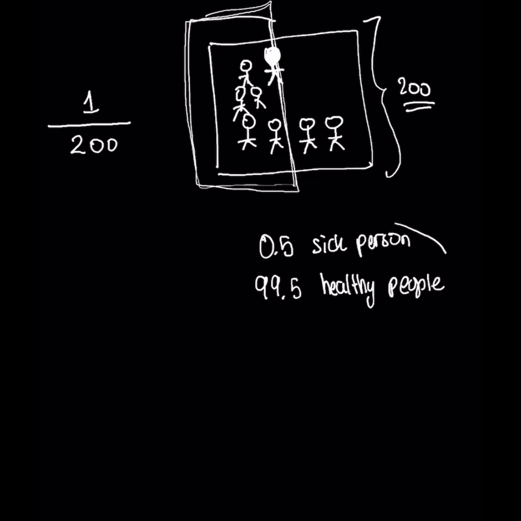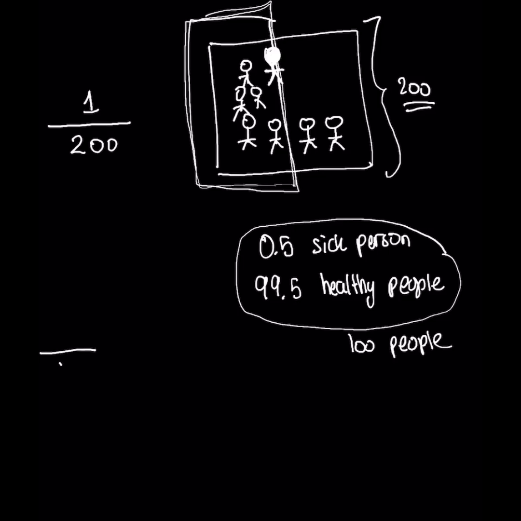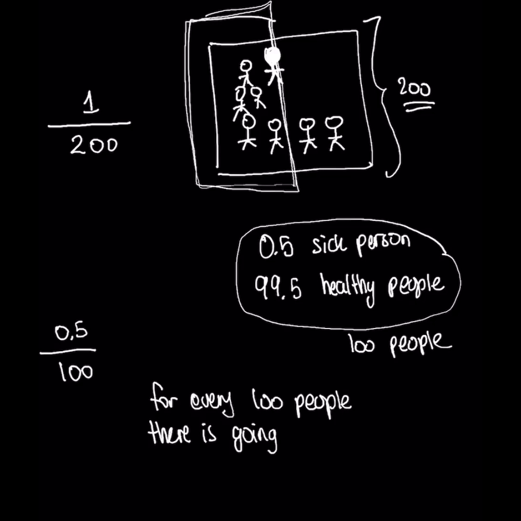So in total, the group contains 100 people, right? So we have 100 people and half of a sick person. And so what we can say is that for every 100 people, there is going to be 0.5 sick people.